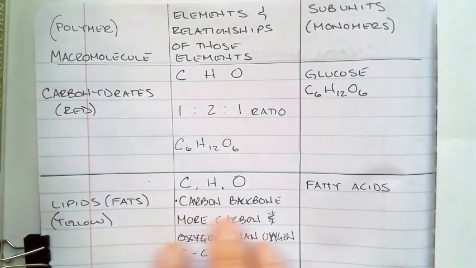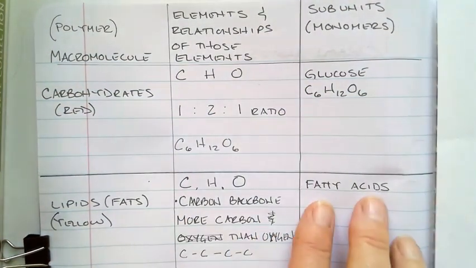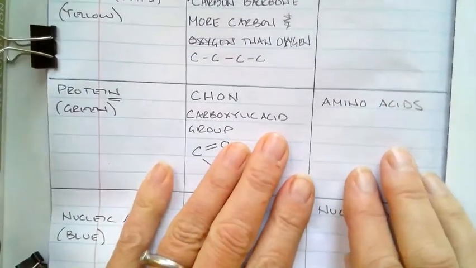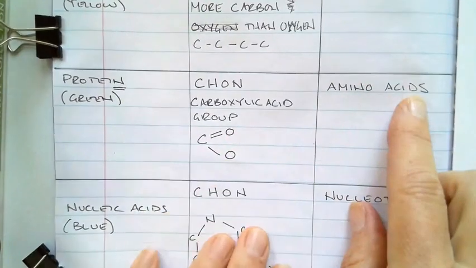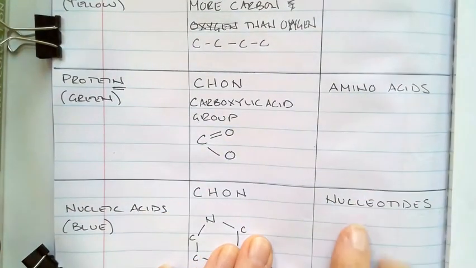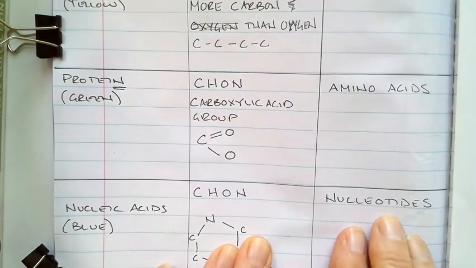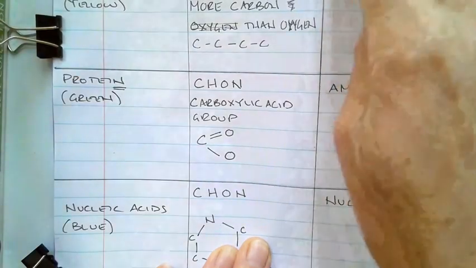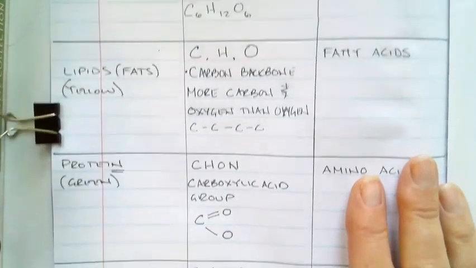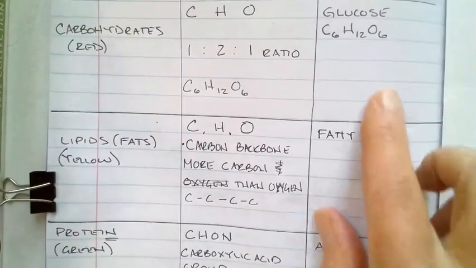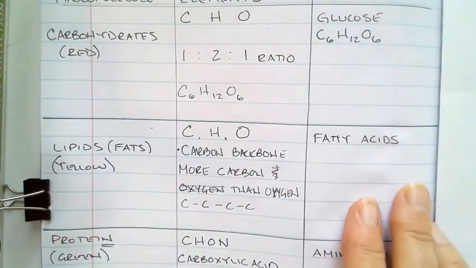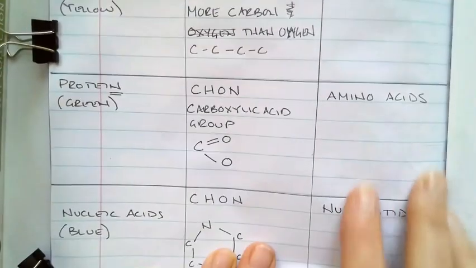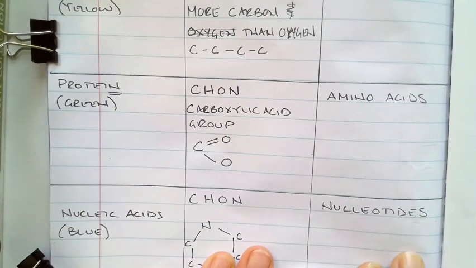With lipids, we have what are called fatty acids. And with proteins, we have what are called amino acids. And with nucleic acids, we have something called nucleotides. We're going to be discussing these in greater detail in the future. But for right now, you just need to write these in. So again, carbohydrates is glucose, lipids are fatty acids, proteins are amino acids, and the last one are nucleotides.